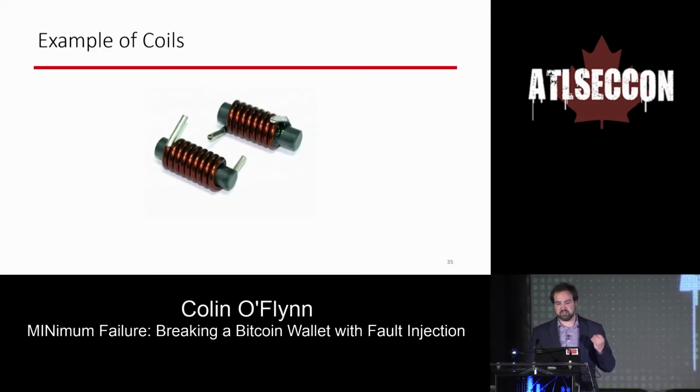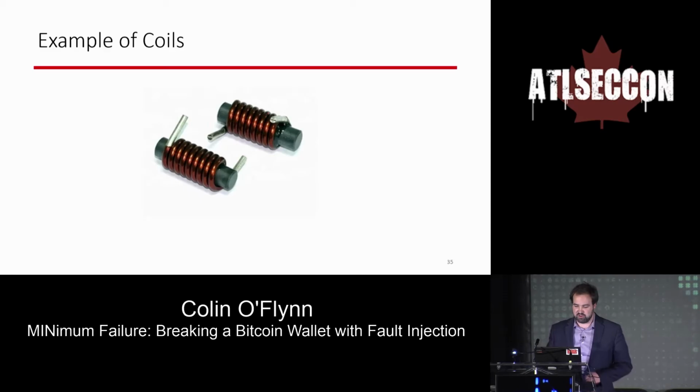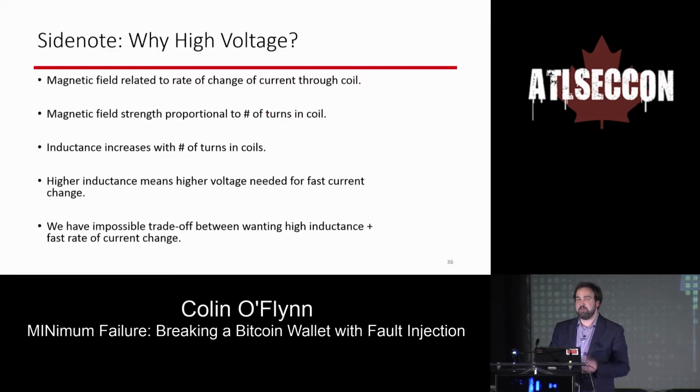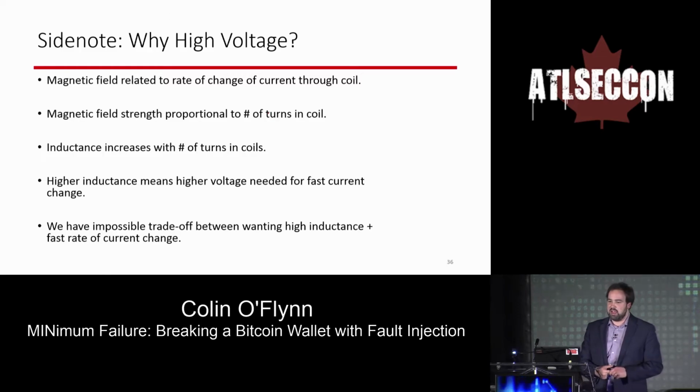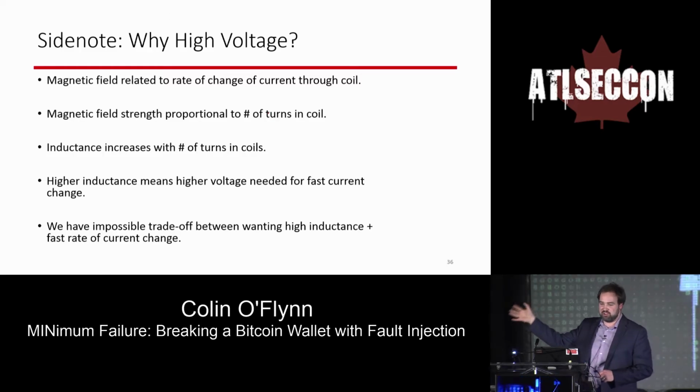The coils themselves look like kind of standard coils. These are actually just standard off-the-shelf inductors, but you have a coil of wire around this ferrite, which is a magnetic material that helps to concentrate the flux over a smaller area. People sometimes ask me, why do you need a high voltage? You put a high voltage across the coil to get a very strong field because, sort of, nature hates you, basically.